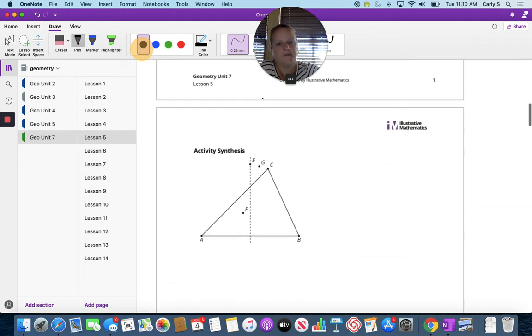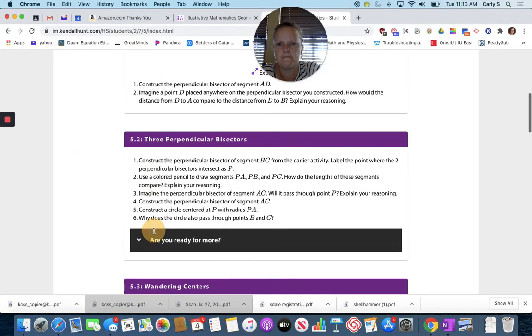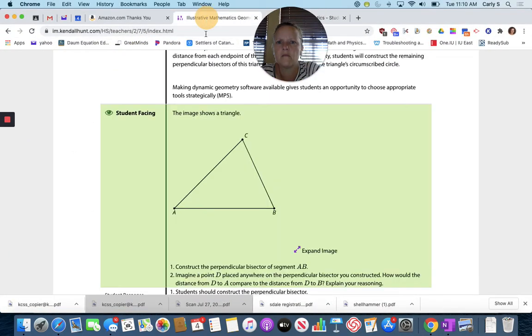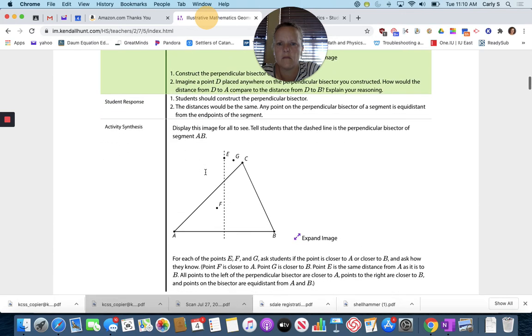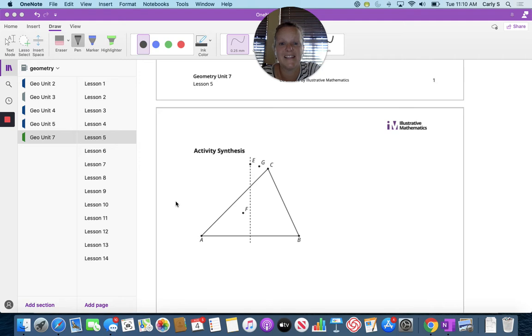All right, so here we have a drawing with a perpendicular. I'm not sure what this drawing's for. Let me go look. All right, this is silly. So this dotted line actually represents the perpendicular bisector of AB. Now, point G, is it closer to B or A?